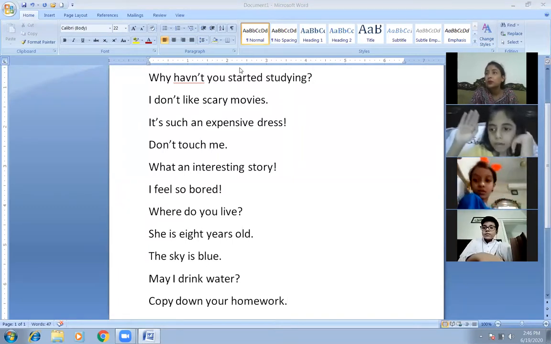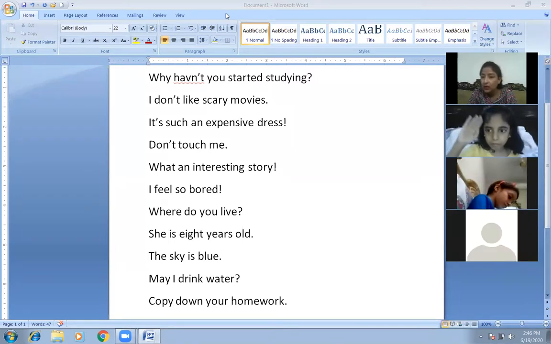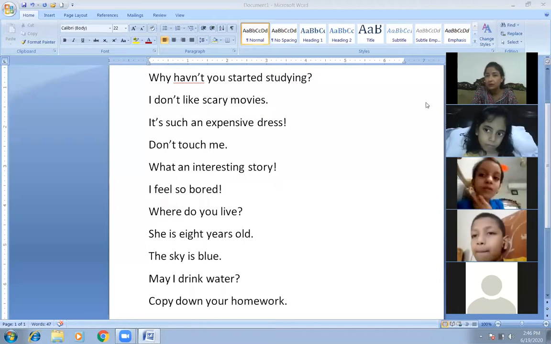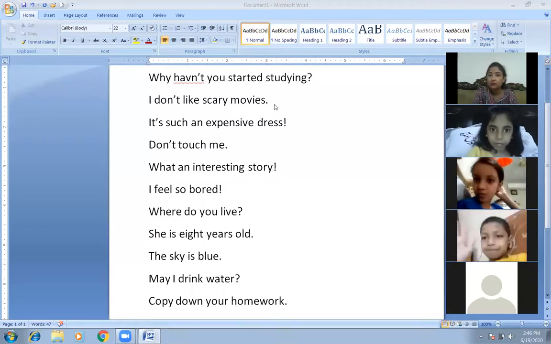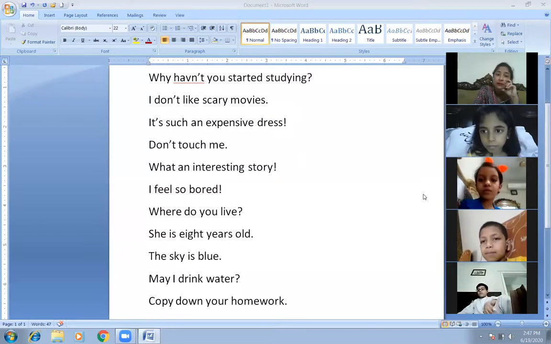Whenever you forgot to do your homework on time or at home, your teacher gives you a chance to do your homework in the classroom. She gives you an order: do your homework, copy down your homework now. So what does it mean? It is an imperative sentence. It gives you a command. It gives you an order. Okay? Yes, Zainab, I unmuted you. Imperative. Very good. It's an imperative sentence.